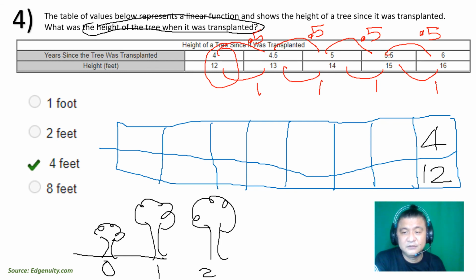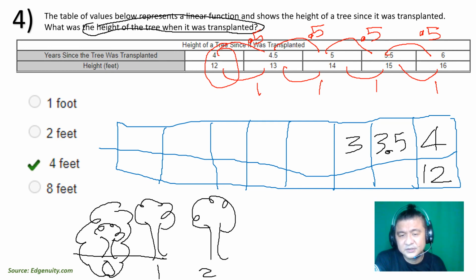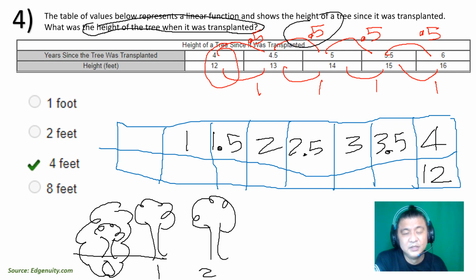Our objective is to know what the initial height was at year 0. That is the fourth year. Since we're doing it by half a year, in 3.5 years, what was the height in 3 years, in 2.5 years, in the second year? We're just taking away the 0.5, following the pattern here. Minus 0.5 is 1.5, minus 0.5 is 1, minus 0.5 is 0.5, minus 0.5 is 0. So this is what we want to know. At year 0, what was the height of the tree?